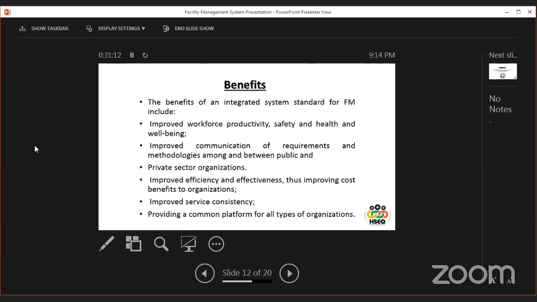Now, there can be a question: these standards are voluntary standards, they are not regulatory standards. So what are the benefits? For example, if any organization is implementing this management system, 41001:2018, what benefit can they get from this? So now we will have a look at the benefits. The benefits of an integrated system standard for facilities management include improved workforce productivity, safety, and health and well-being.